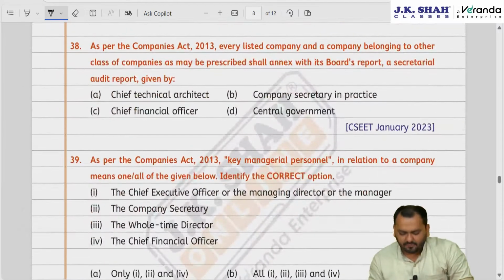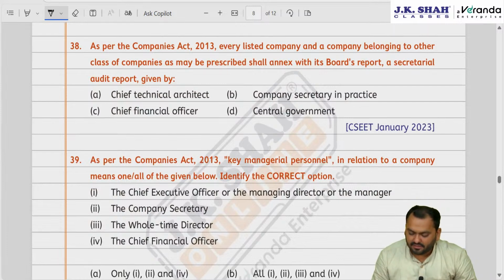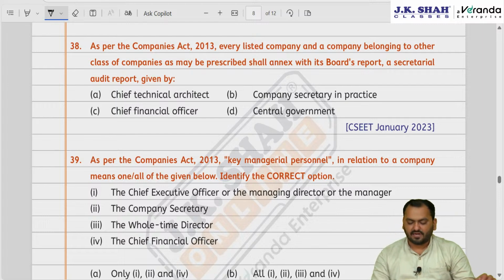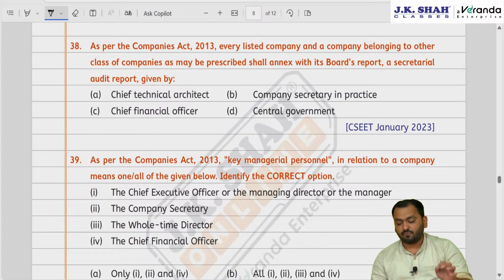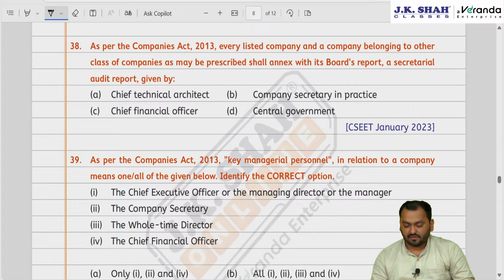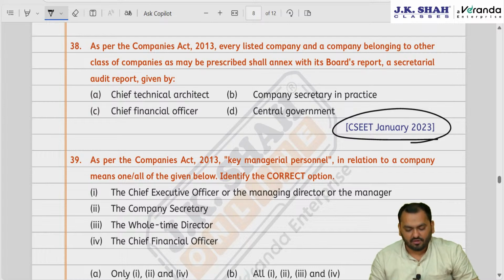Yes, next is, as per Companies Act 2013, every listed company and a company belonging to other class of company as may be prescribed shall annex with its board report a secretarial audit report given by dash. This question is again coming from CSET, January 23. What is it?